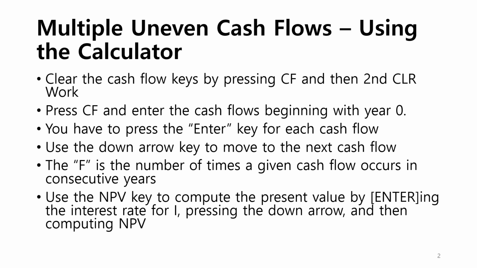After you finish all necessary cash flow information, press the NPV key. Then the screen will change. It will say I is equal to blank. This I is the interest rate, right? The discount rate. Then you input the discount rate, and press enter, and press the down arrow key, and then press compute. Then that will give you the net present value.